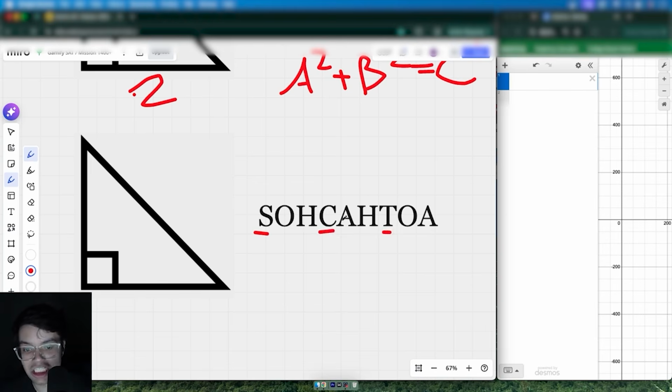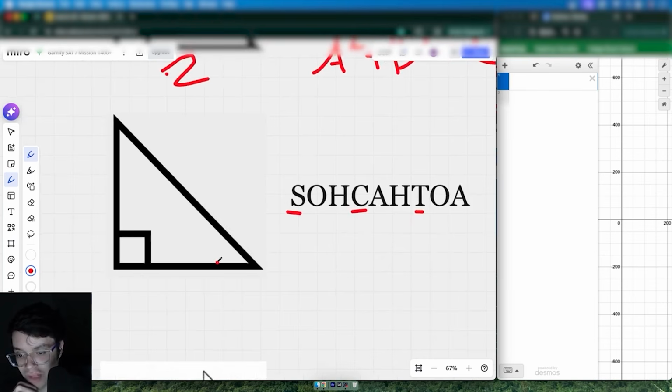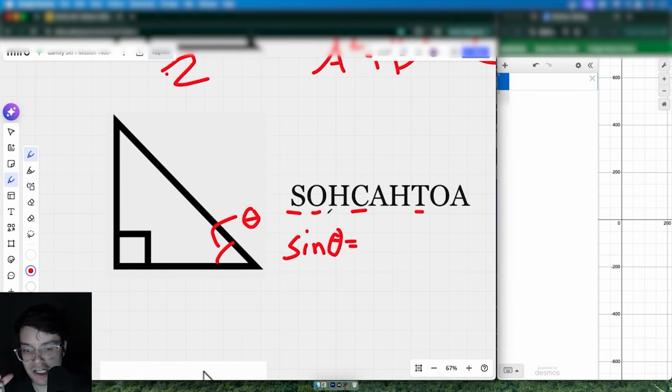And the O and H and A and H and O and A refer to what side you have to use to figure this out. So let's say we have this right triangle, and let's say we have an angle here, and let's just say theta. This is usually the variable that they use to show angle measurements when you don't know them yet. First thing here we have is sine. So you can say here sine of this angle must be equal to the opposite over the hypotenuse. What does that even mean?